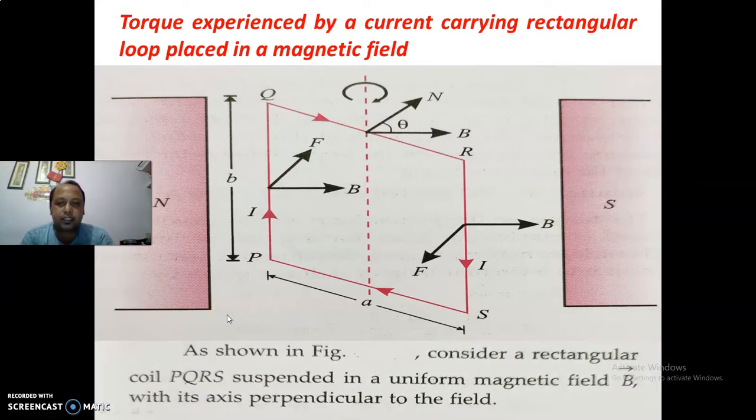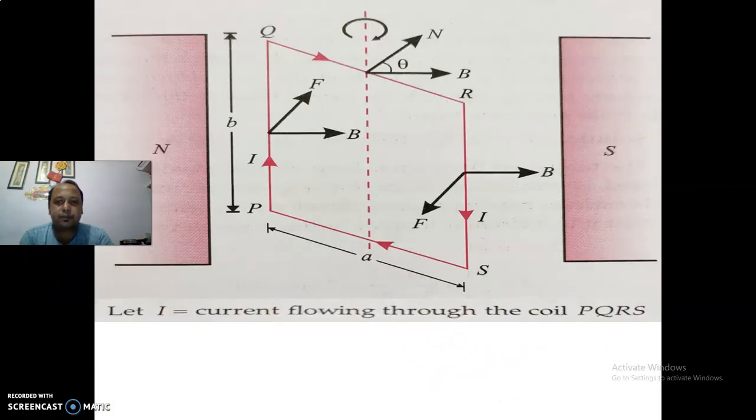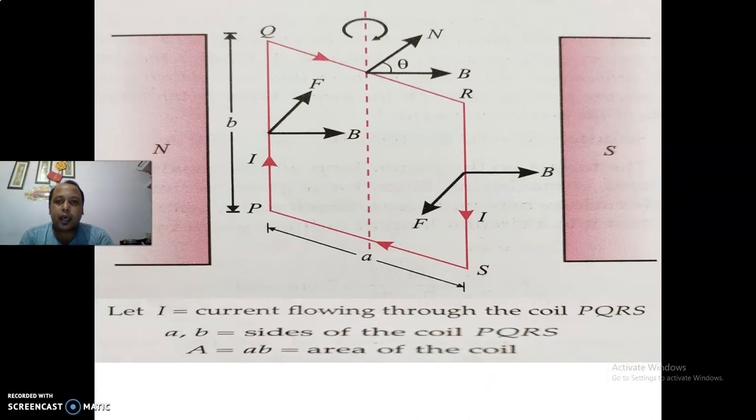So we have taken this PQRS as the rectangular coil. Now in this rectangular coil, you can see I is the current which flows through the rectangular coil PQRS, and small a and small b are the length and breadth of the rectangular coil respectively. Capital A represents the area of the rectangular coil, which is a multiplied by b.